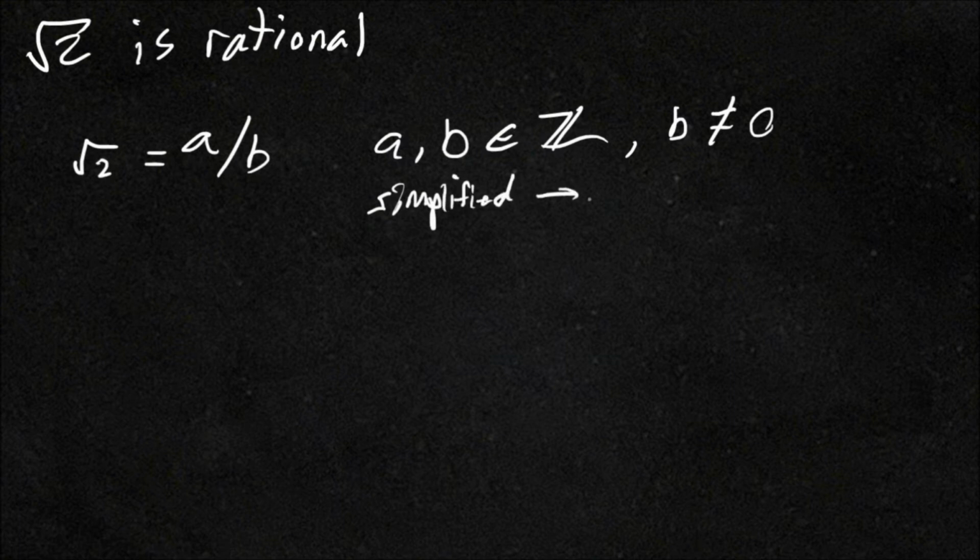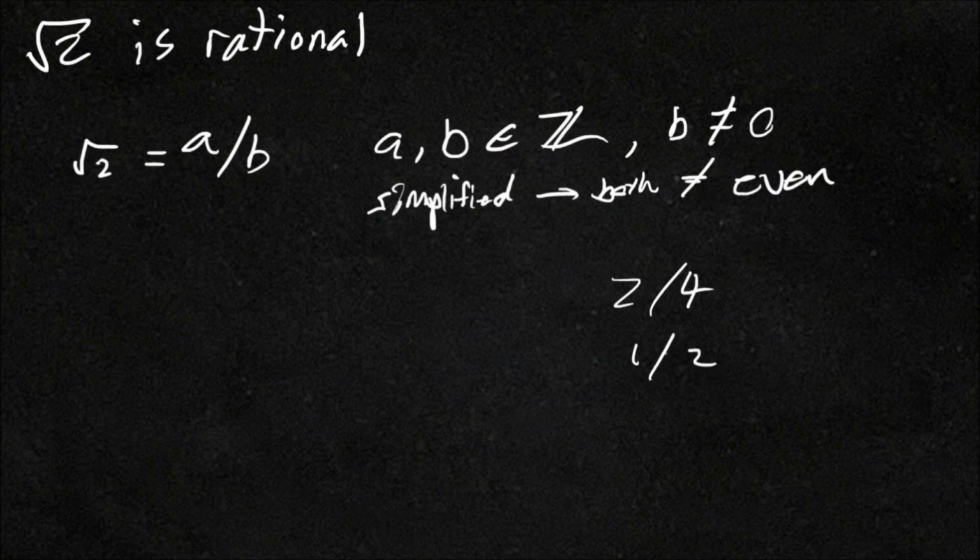And this means that both a and b cannot be even. So any fraction, for example, 2 over 4, which has both a and b even, would not be the most simplified form, because this could be 1 over 2. And then you have an odd and an even.